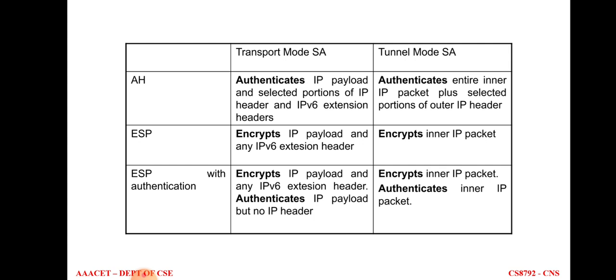So what is ESP with authentication? It is used to encrypt the IP payload and also authenticate the IP payload. For tunnel mode, it encrypts the inner IP packet and also authenticates the whole inner IP packet. Transport mode provides protection of the packet payload only, but tunnel mode provides protection to the entire IP packet.